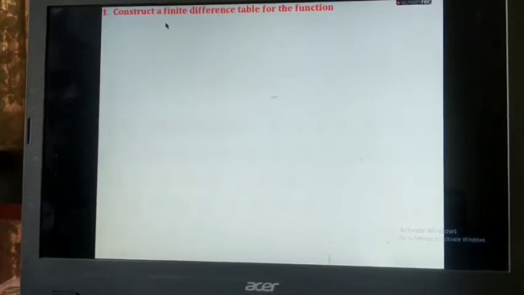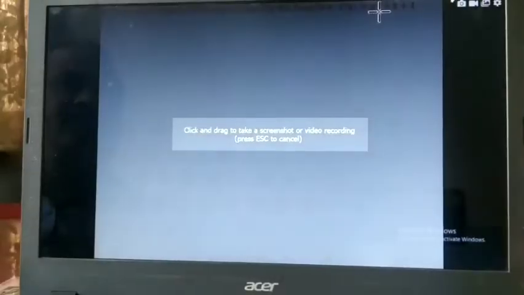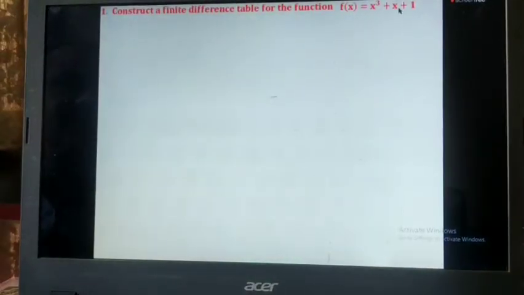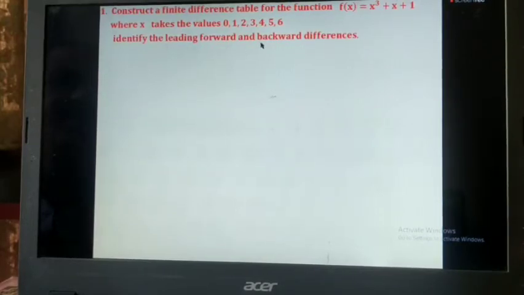Construct a finite difference table for the function f of x equal to x cube plus x plus 1. It is given that x takes the values 0, 1, 2, 3, 4, 5, 6. So identify the leading forward differences and backward differences from the table.